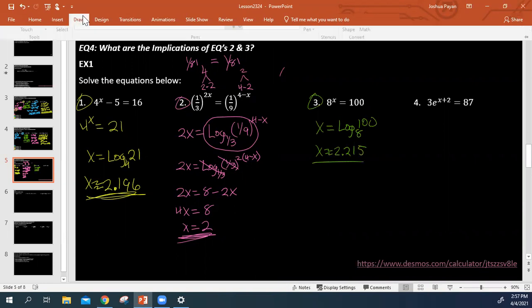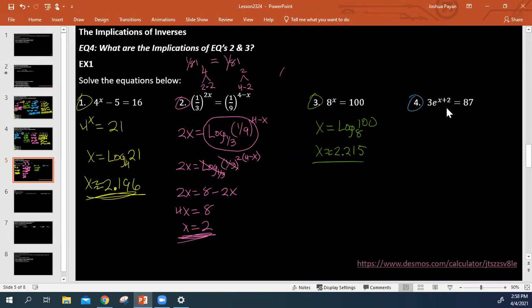Okay, and number 4, our last example. Okay, so all we're going to do is divide by 3 on both sides. Okay, so that's going to give me e to the x plus 2 is equal to 29. Then we're going to do natural log of both sides. X plus 2 equals natural log of 29. Subtract by 2 on both sides. So natural log 29 minus 2. That's going to give me approximately 1.367.